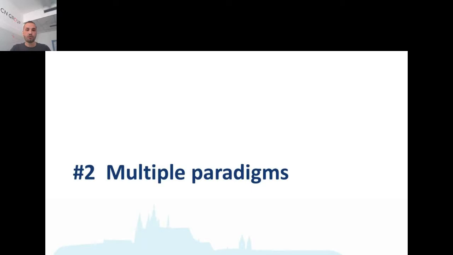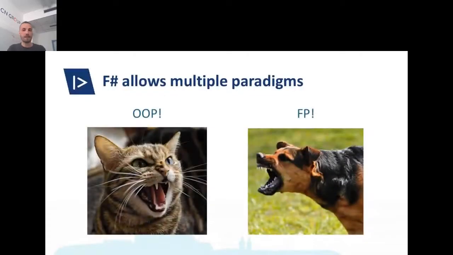I said that F# is a multi-paradigm language, and let me slightly explain what multi-paradigm really means. Because these days, especially thanks to the front-end world where we have React and Elm and also some of Angular, there are multiple paradigms fighting against each other. We have good old Java, C#, and other OOP stuff like objects and mutable state. And then we have functional programmers who are arguing that this is not a good way to write your code, and they are fighting each other.